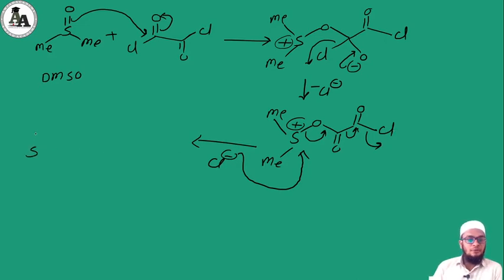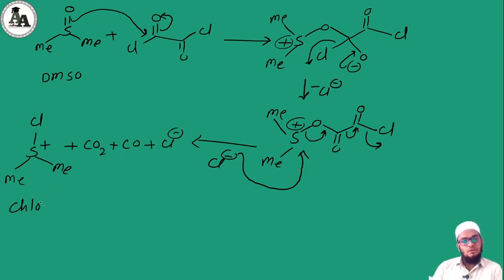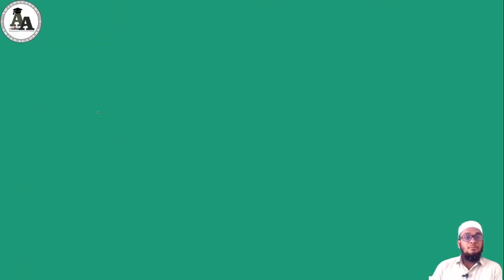So here I have sulfur with the positive charge. Again, why did the positive charge come on it? Because the bond electrons here shifted over there. Now here we have methyl and CO2, CO and chloride ion. Okay, so what is this? It is our chlorosulfonium ion, the main picture of our hero, the main hero of our picture.